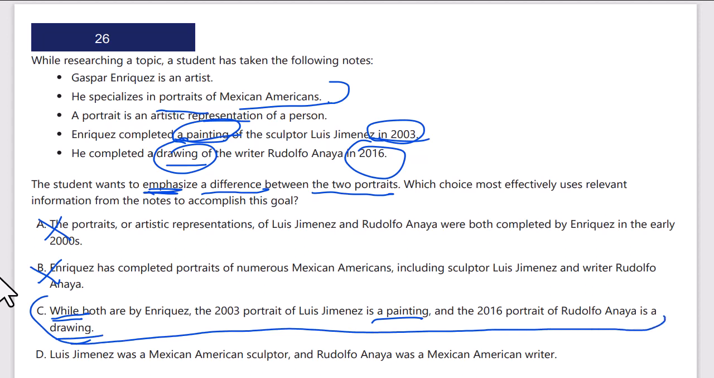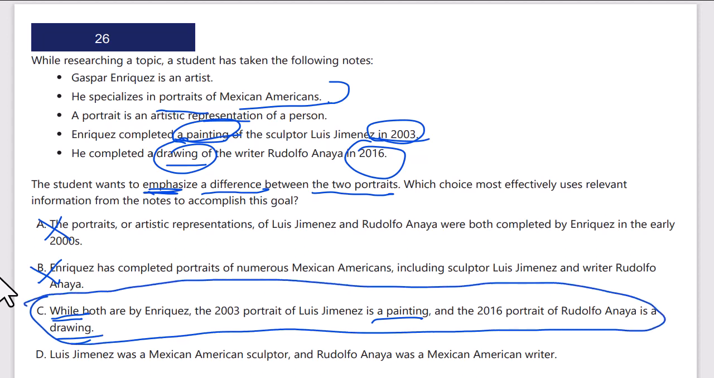C is your answer. D. Jimenez was a Mexican-American sculptor, and Rodolfo was a Mexican-American writer. Nope, that's a similarity. They're both Mexican-American. C is the answer that shows a difference in the portraits.